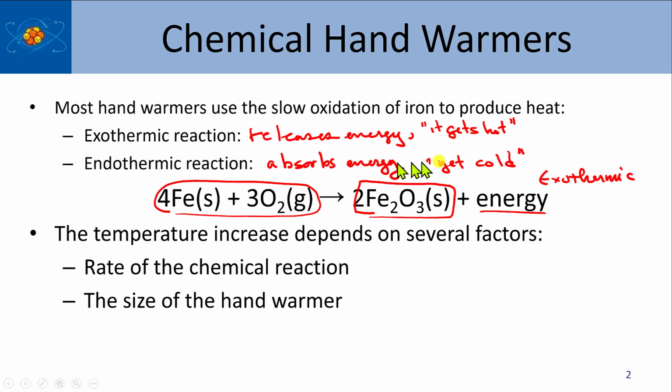For an endothermic reaction, actually what's happening is the reactants are absorbing energy from their surroundings, so they produce the products, which implies the products are higher in energy than the reactants.